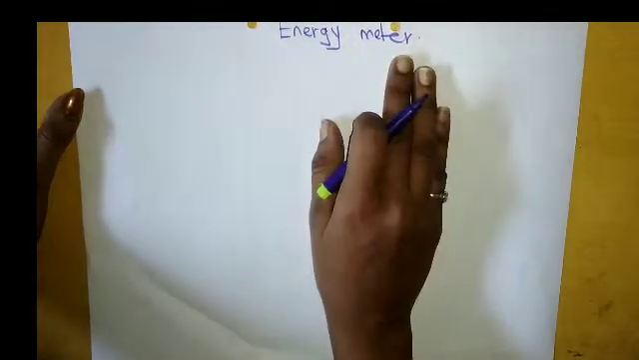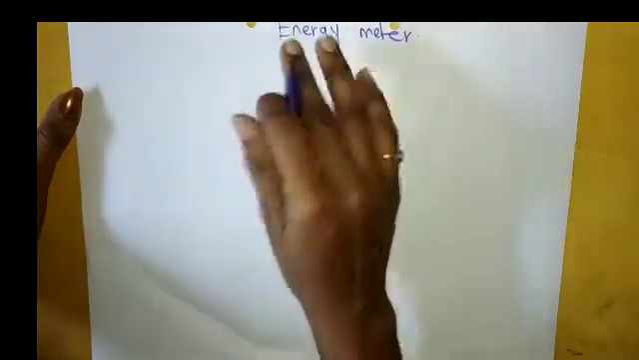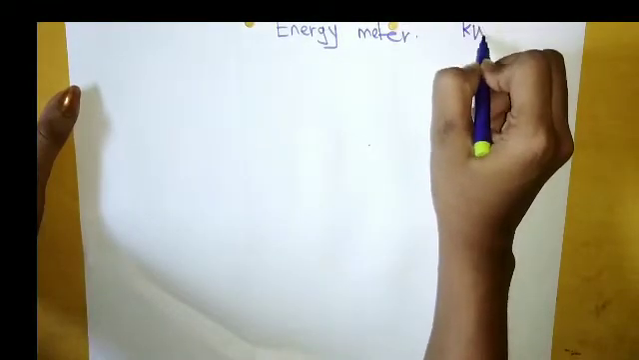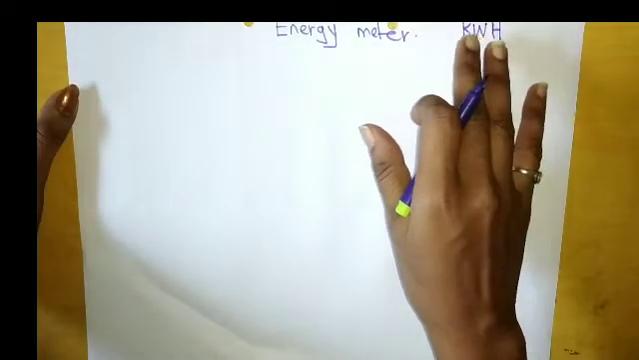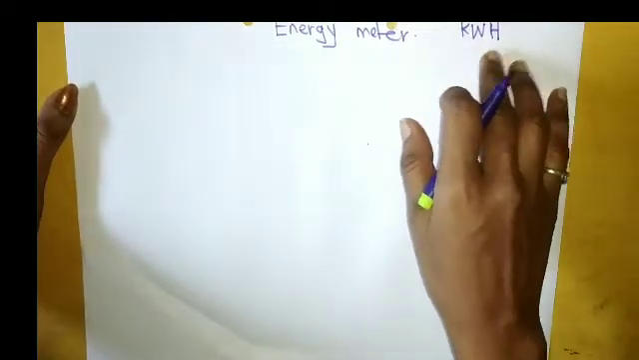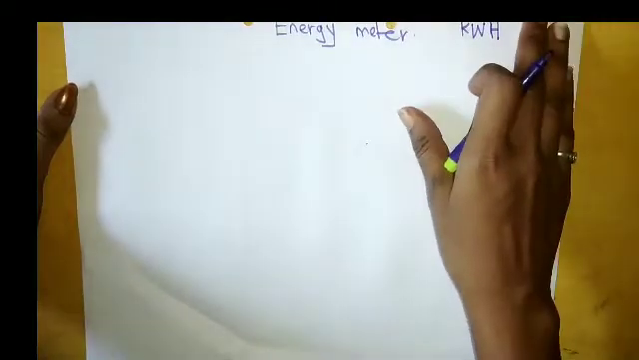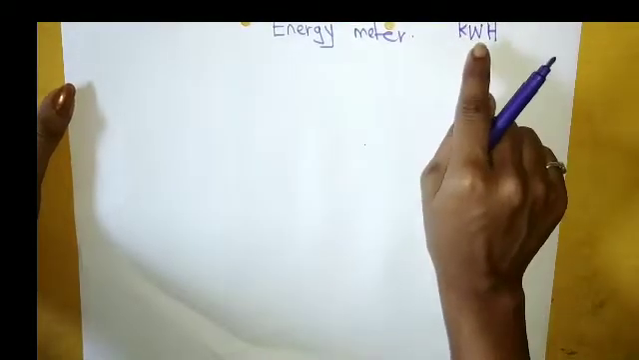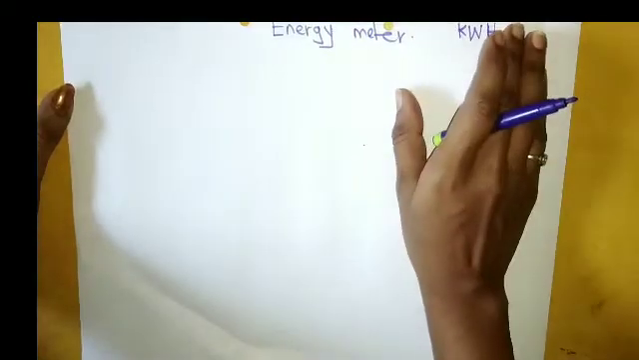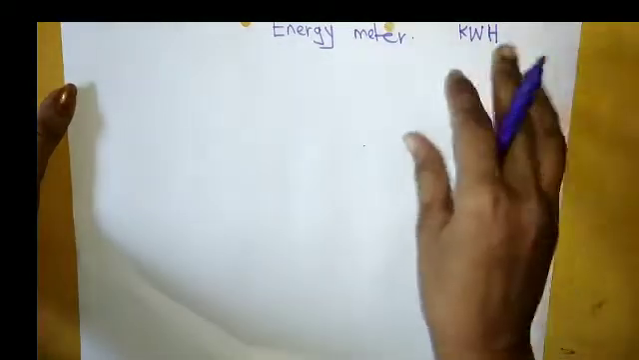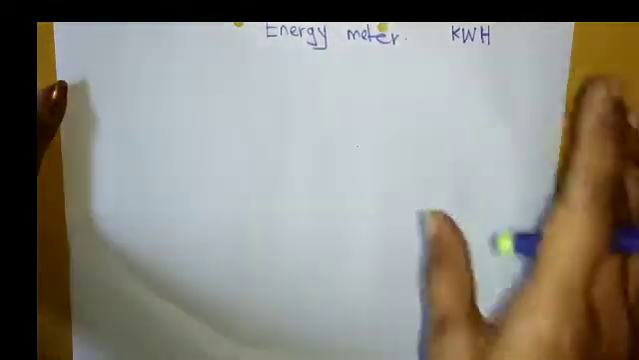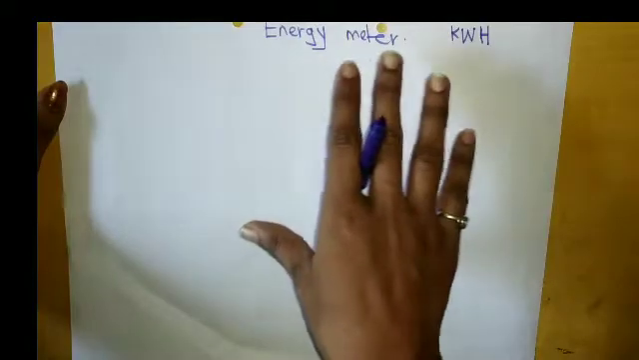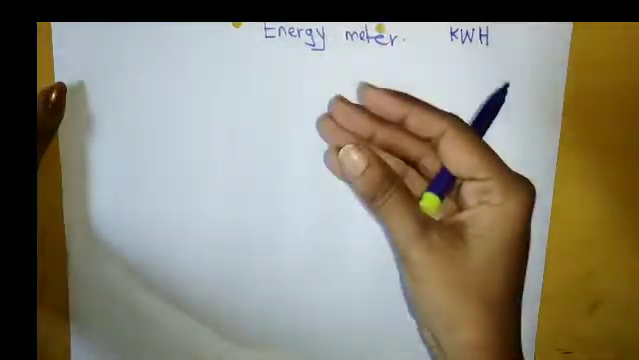an energy meter. In exams they ask you to write a short note on the energy meter or draw a diagram of the kWh meter. That also means energy meter only. That is kilowatt hour. The energy meter records the energy in kilowatt hours consumed, whatever the load in our home is. Who calculates the electricity bill? The energy meter. It calculates how many units we have consumed.